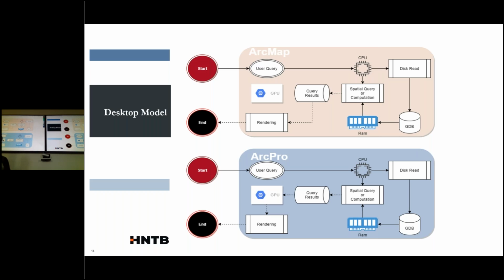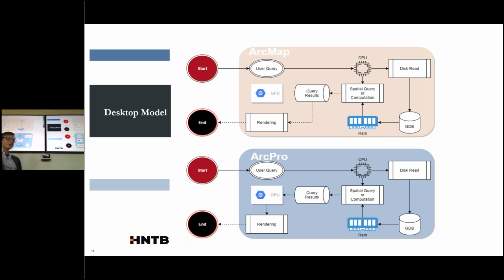Then it uses that data in local RAM to make a spatial query or computation and to calculate that. And then it'll return the query results to you. Now, once this process happens, this happens in two different ways for ArcMap and ArcPro. In ArcMap, the query results pass back to that single CPU unit for rendering, which is why ArcMap for years and years and years was absolutely terrible at rendering large data sets, and buying a bigger computer wouldn't help you.